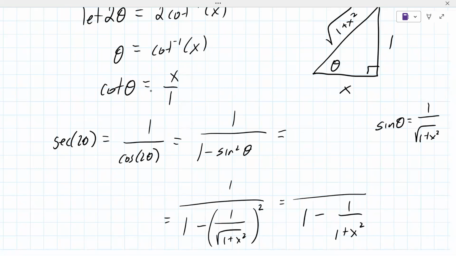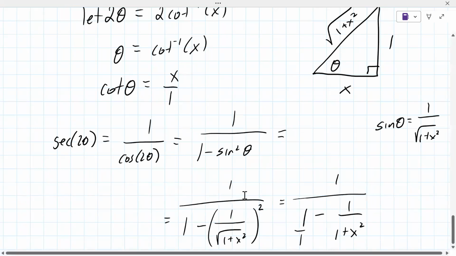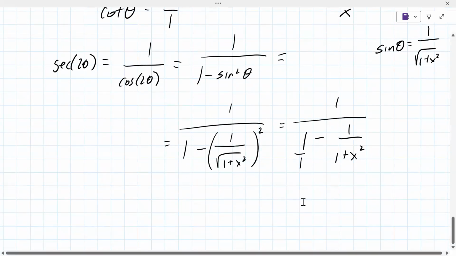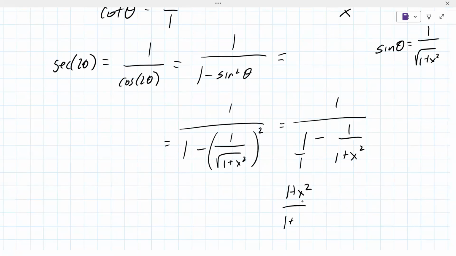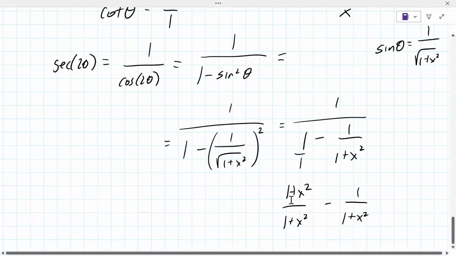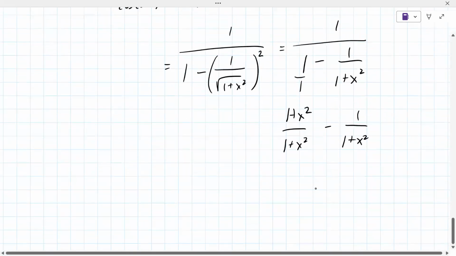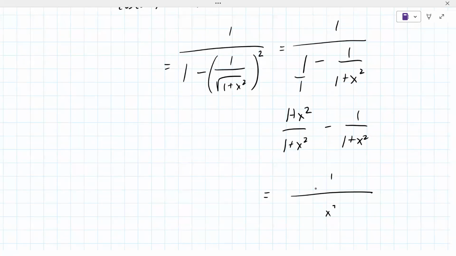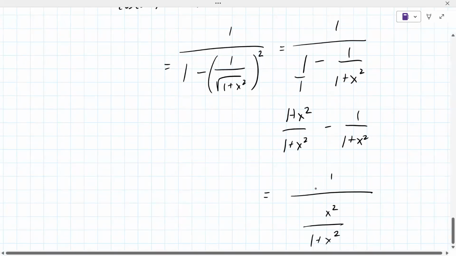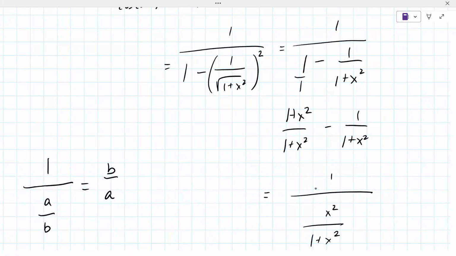You make a common denominator on the bottom here of 1 plus x squared. And so it becomes on the top 1 plus x squared minus the 1. You can see the 1's cancel. You're left with the x squared. 1 over x squared over 1 plus x squared. And so you'll remember that if you have a 1 over an a over b, it becomes b over a. So you just flip it, 1 plus x squared over x squared. And there you have it.